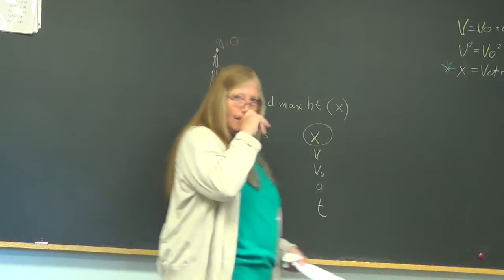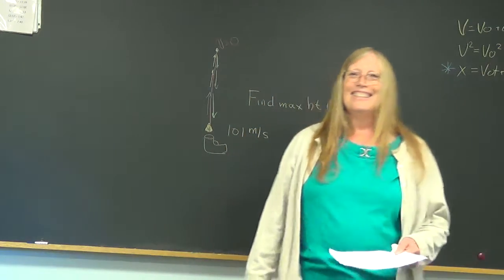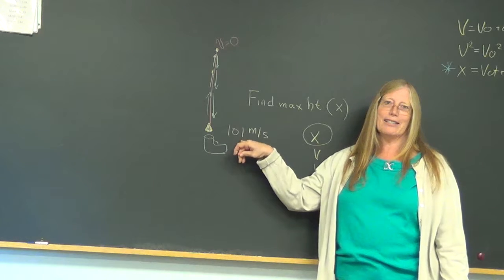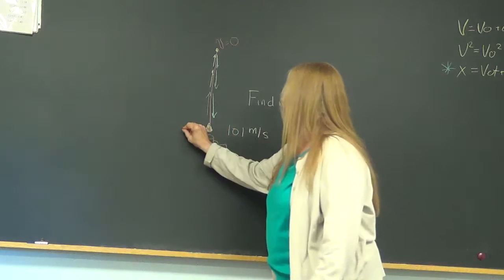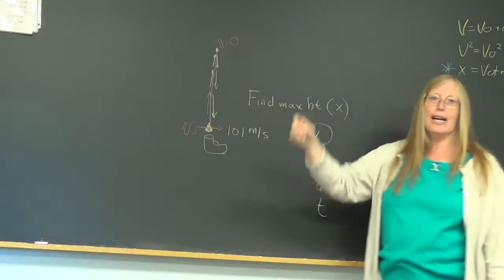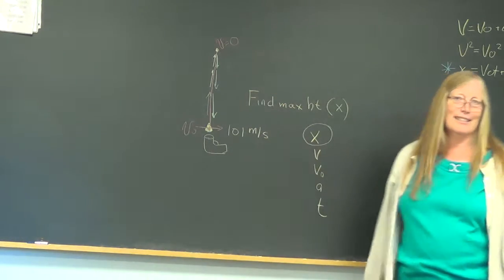Kevin? Is velocity initial 0 as well? No, because it came out of the chamber with this. Okay. So this is velocity 0 right there. Velocity final. Okay. So it's the opposite of dropping something.